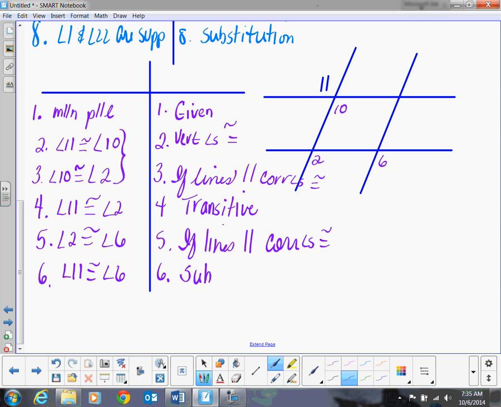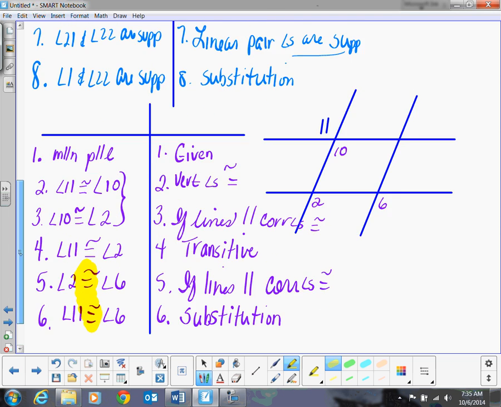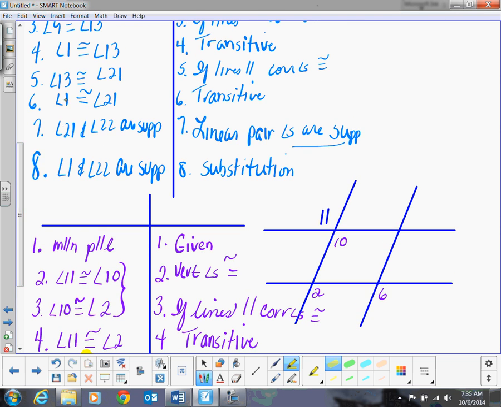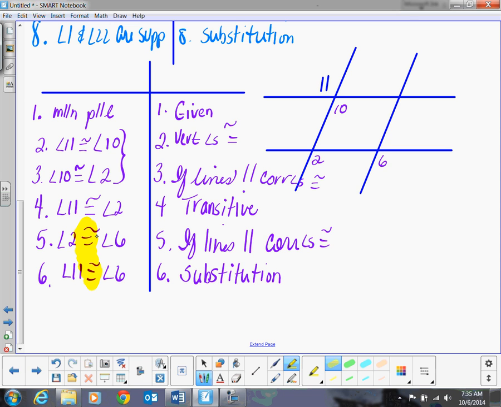That would work. Or you could have used transitive in this case. I would accept either one. Okay, transitive must have congruence. All right, substitution, do you see that we do have 1 congruent to 21, but this is not a congruence. So that has to be substitution. But when you've got two congruents, then that's transitive. You can use a transitive, because we had 11 congruent to 2, 2 congruent to 6. Other questions?